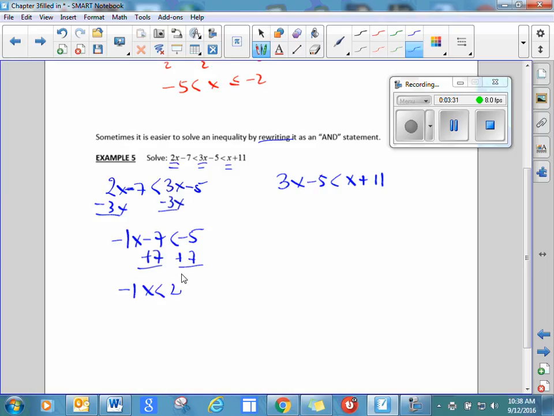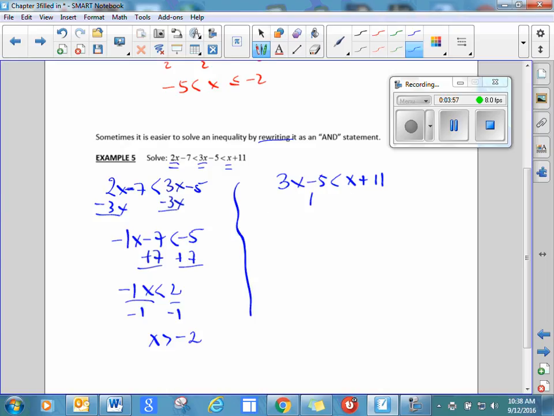Okay, so let me just go back. It looks different on my sheet than what I did here. Have I done this right? Minus 3x, so plus 7, minus 5, looks good to me. Okay, so now I need to divide by minus 1, which flips the sign, and I get x greater than minus 2. On this side, I'm going to come over and work this one.